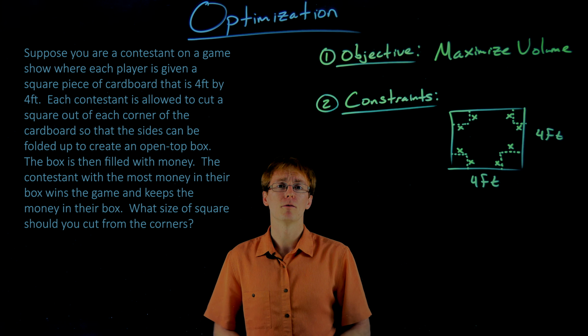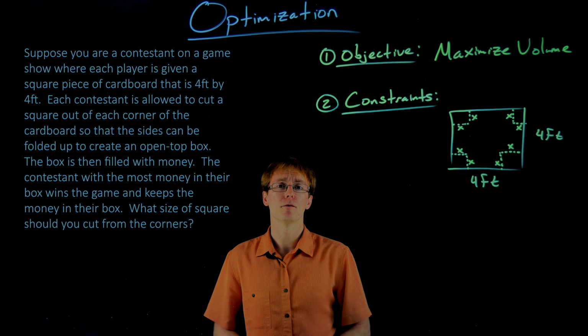But before we actually start trying to find the maximum value of this function, let's think a little bit more about our situation, because there's actually a little bit more of a constraint that we can apply here. If we think about all the different possible values for x, it doesn't make sense for x to be anything less than 0, right? We can't make a negative side cut. That'd be like adding more cardboard to our box, which is definitely against the game show rules. So 0 is the minimum value for x.